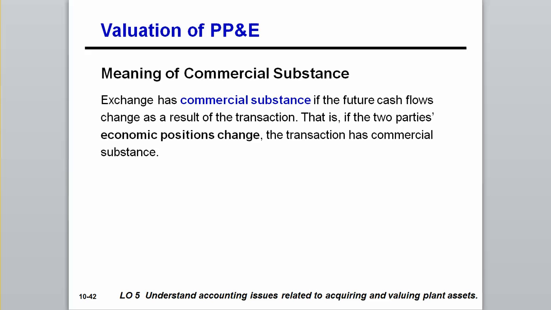We say an exchange has commercial substance if the future cash flows change as a result of the transaction. That is, if the two parties' economic position changes, we would say the transaction has commercial substance. Let's go back to our examples.